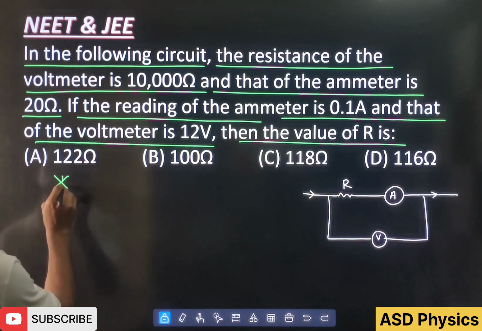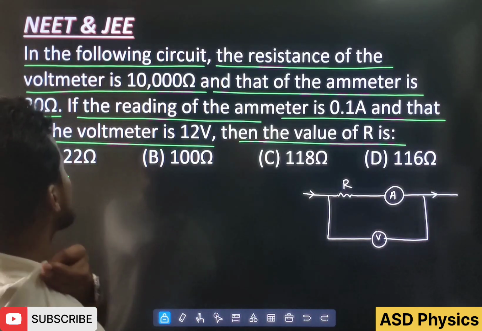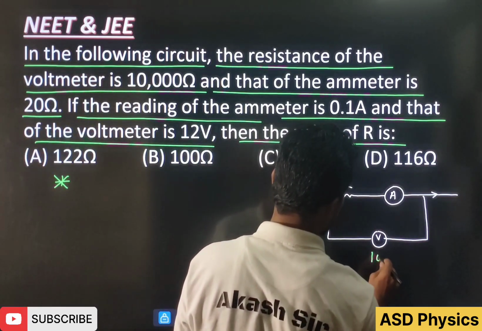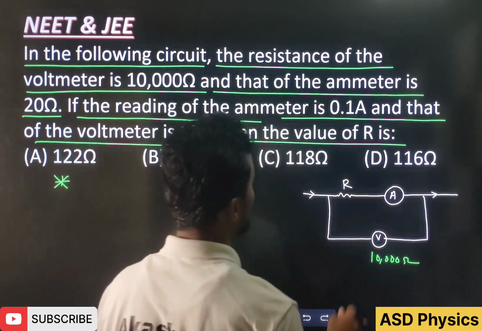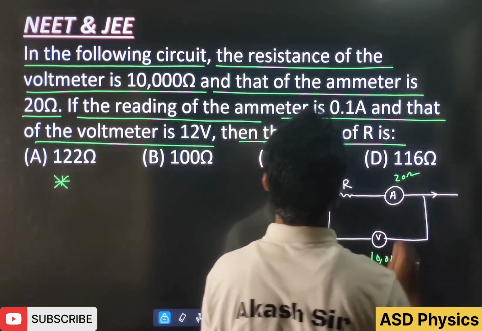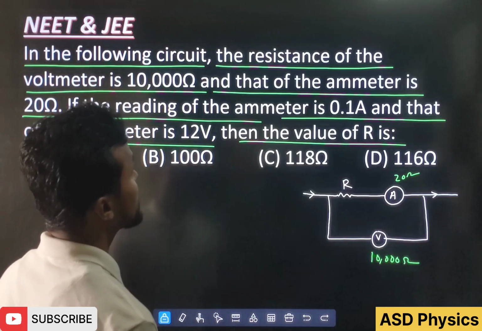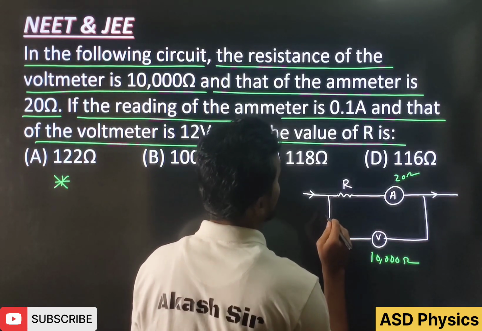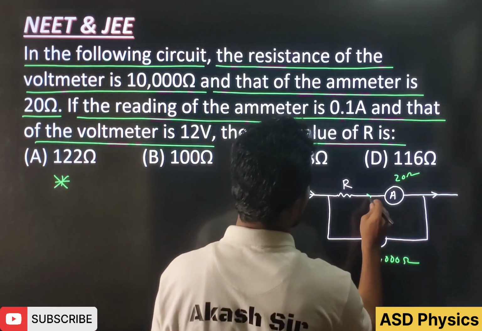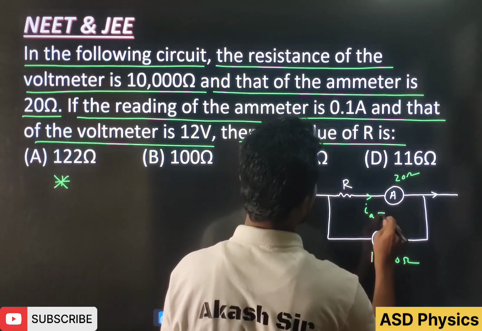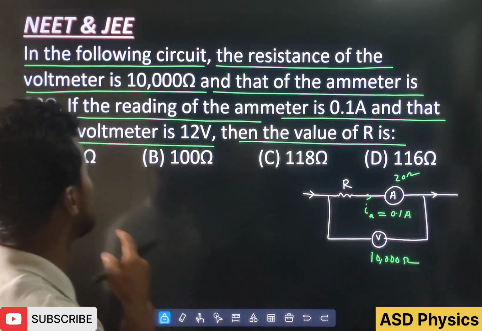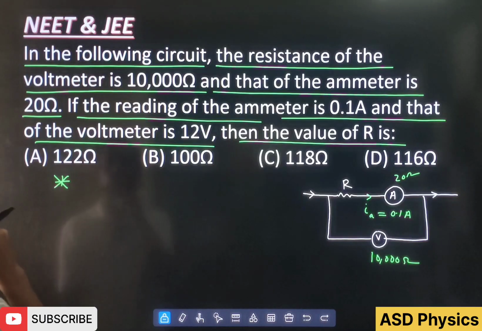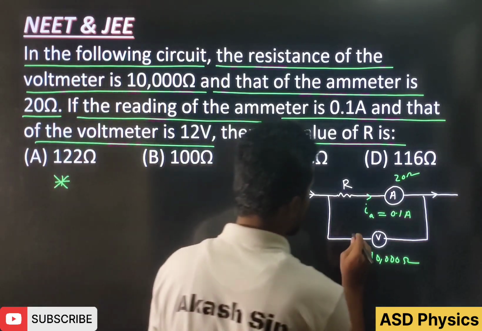First we have to note down the data. The resistance of the voltmeter given here is 10,000 ohm, and that of the ammeter is 20 ohm. The reading of the ammeter, the current flowing here, IA, is 0.1 ampere. We have to note down the data very properly, otherwise error will come. And the voltmeter reading given here is 12 volt.